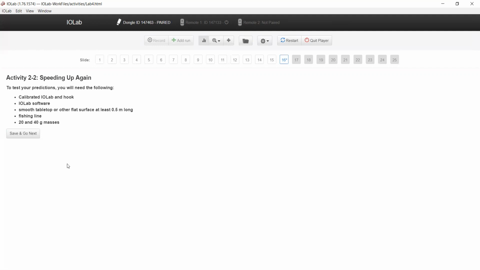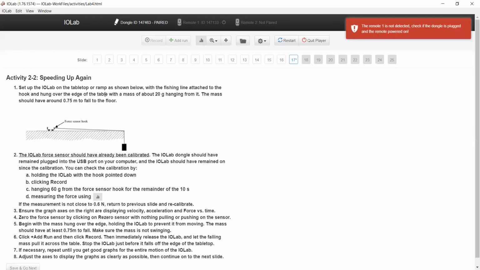Okay, speeding up again. We need to set up like this. We have our cart with the force sensor toward this side, so the positive direction will be like that. It's better to have the ground here so that the force will not be decreased. To start, we will use a 20 gram mass hanging from it. And then there is the calibration.